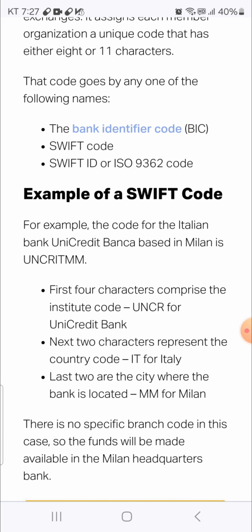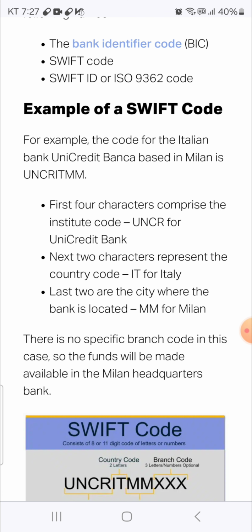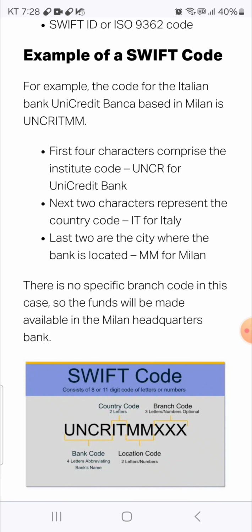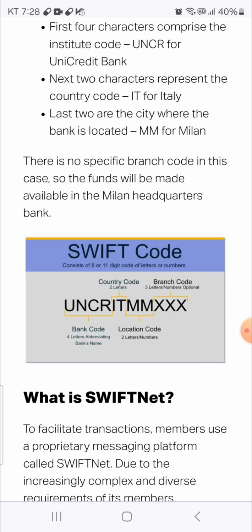Example of a SWIFT code. For example, the code for the Italian bank UniCredit Banca, based in Milan, is UNCRITMM. First, the four characters comprise the institute code, UNCR, for UniCredit Bank. Next, the two characters represent the country code, IT, for Italy. The last two are the city where the bank is located, for Milan, not a chocolate cookie. There is no specific branch code in this case, so the funds will be made available at the Milan headquarters bank.